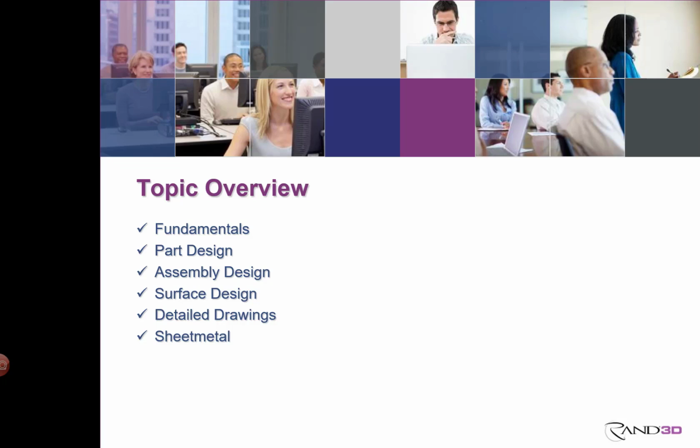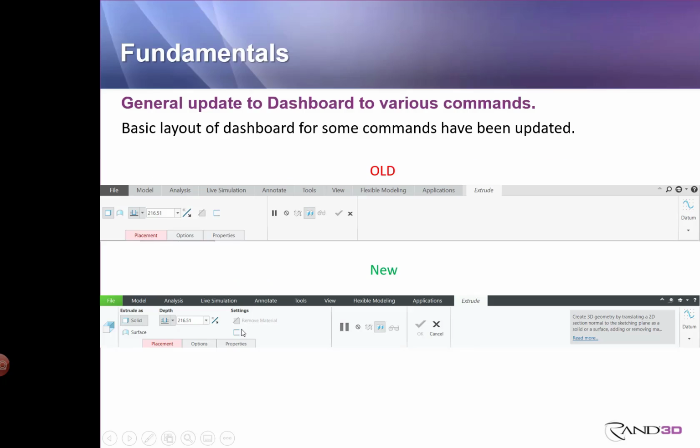Overview, basically we're going to break down the updates based on different aspects of Creo, whether it's fundamental changes, part design, assembly, surfacing, detailed drawings, or sheet metal. There are no specific changes that are that noticeable for surfacing, so that is actually going to be ignored, but the other ones will be covered.